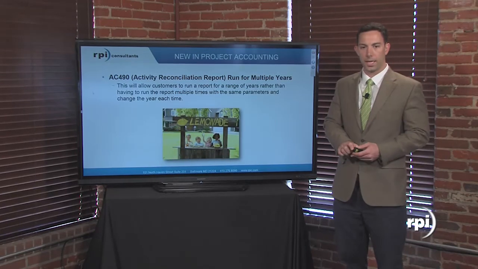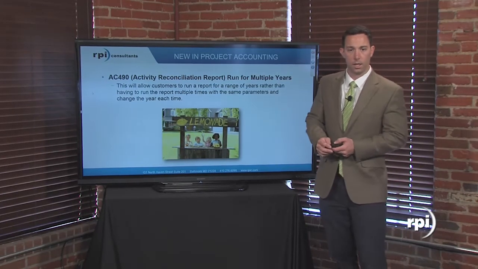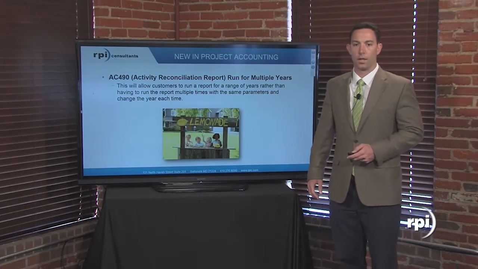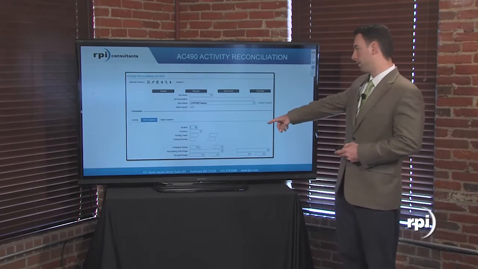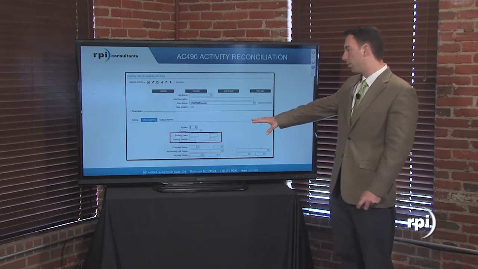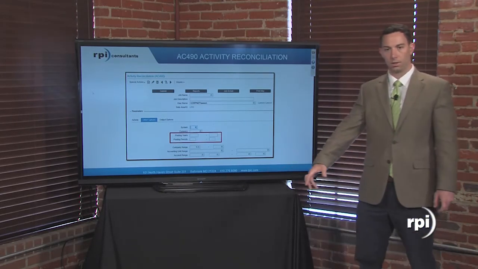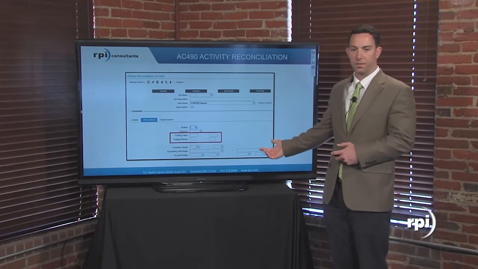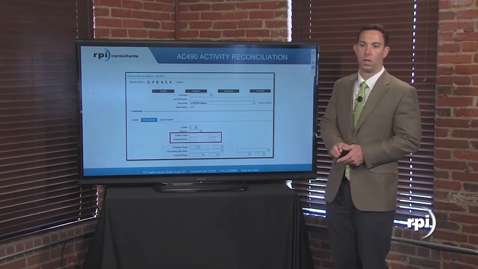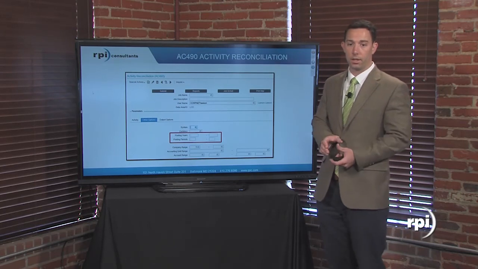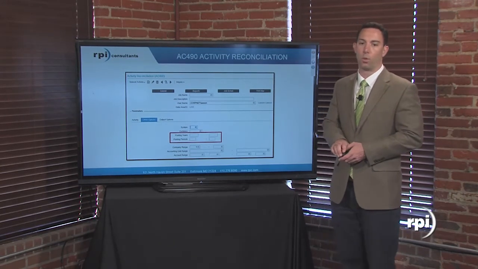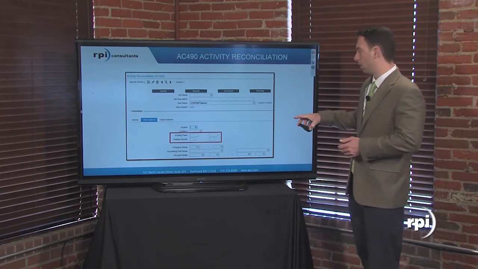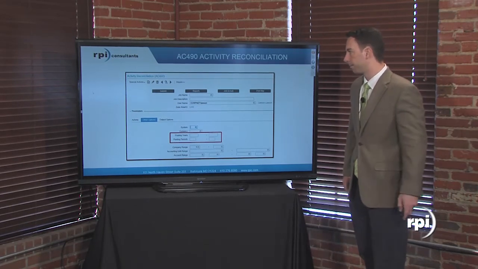One thing in project accounting, which I think is nice, the AC490 you can now run for multiple years. That looks like this. So now there's a posting years and posting periods. So if you got an activity that goes 5 years, you can put in 2010 to 2015, periods 1 through 12, and get that report for 5 years instead of having to run that report 5 times. In version 9, you could only run it 1 year at a time.